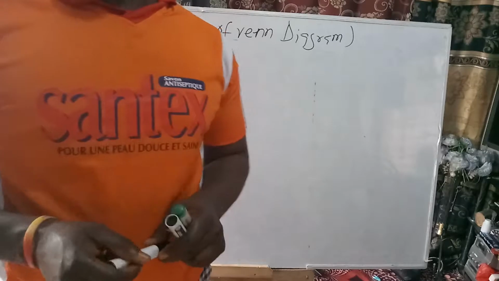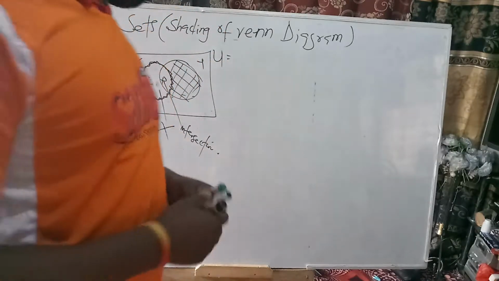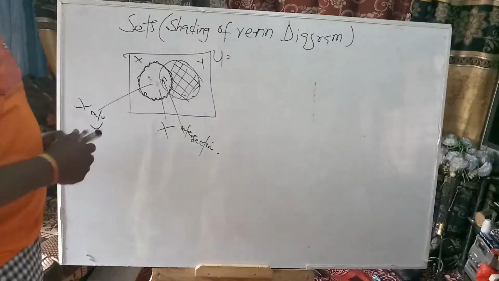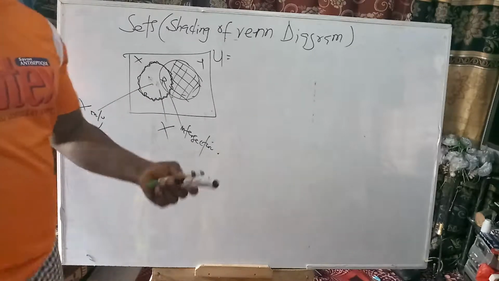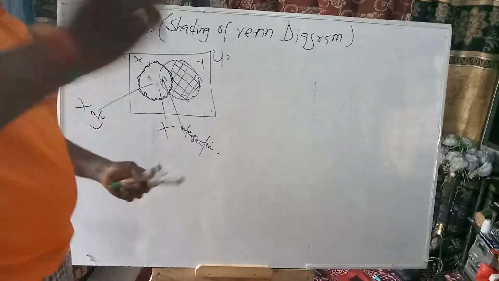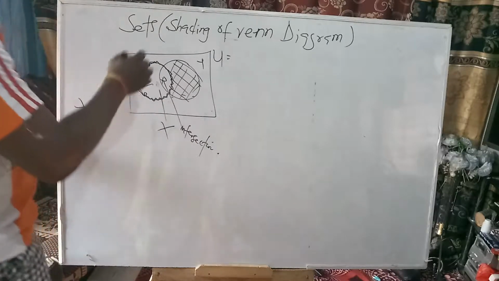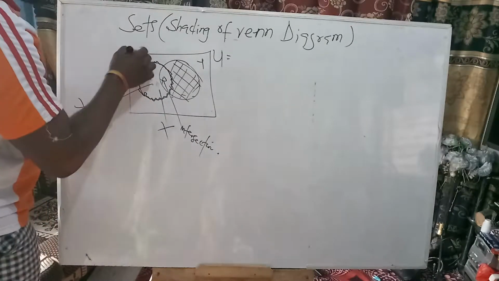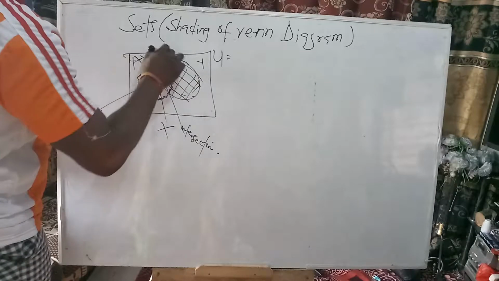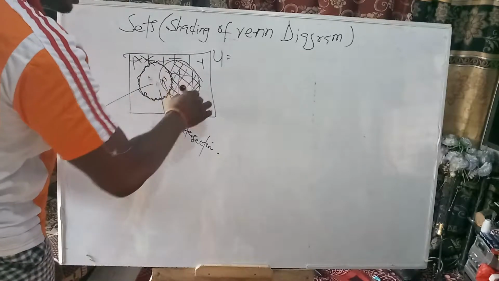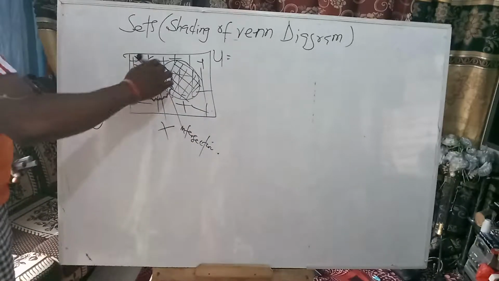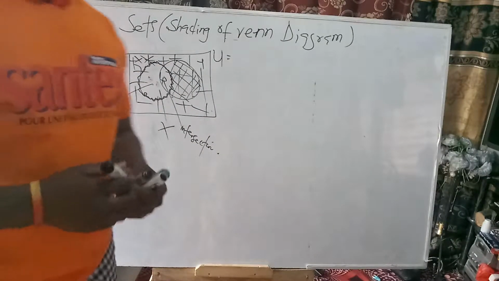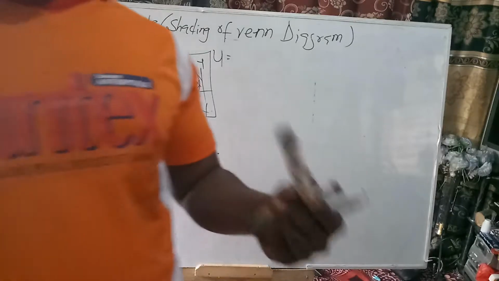So when we talk about the universal set, it's actually everything in A and B, and also outside the two circles. When we say universal, it means that it occupies everywhere, everything here in the diagram is part of what? The universal set. Okay, so let's quickly do some form of shading.